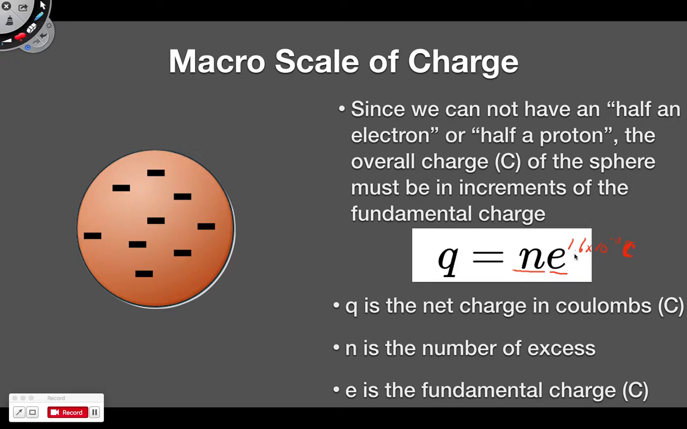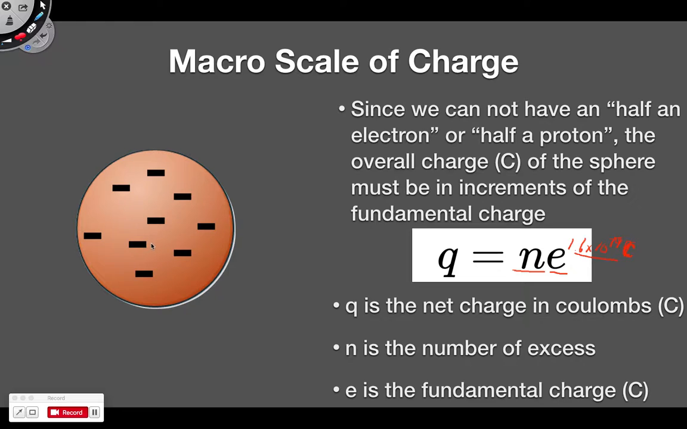So for example, we go all the way down to the basic thing here. I can have one extra electron on here and it'll give me a negative charge of 1.6 times 10 to the negative 19th. I can have two extra electrons on there, which would give me 3.2 times 10 to the negative 19th. But I cannot have anything in between.